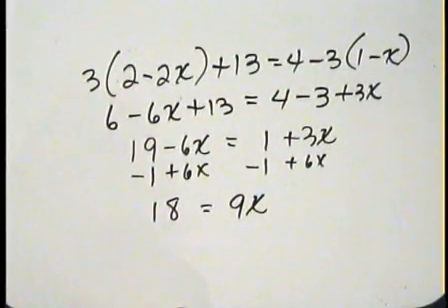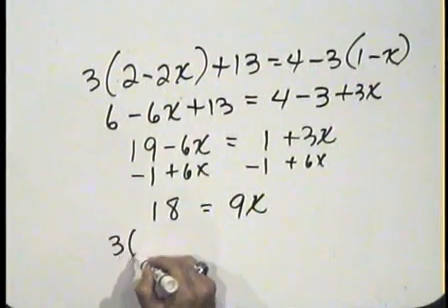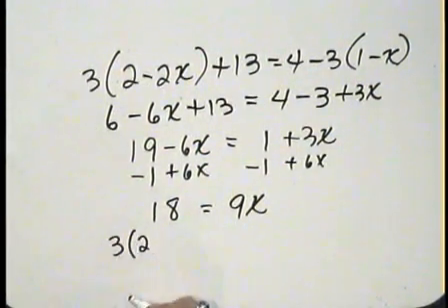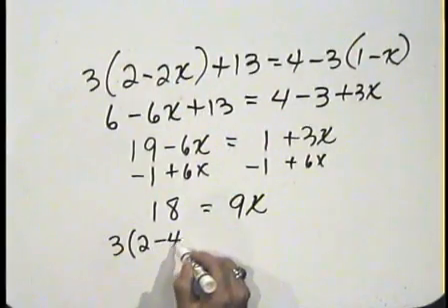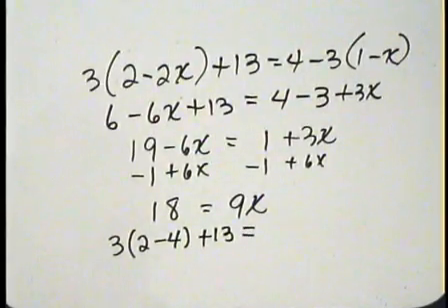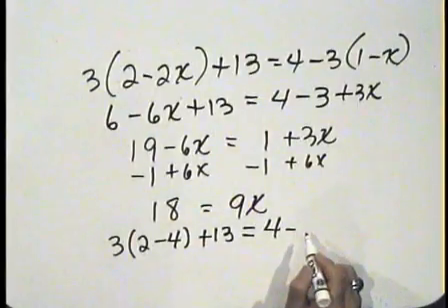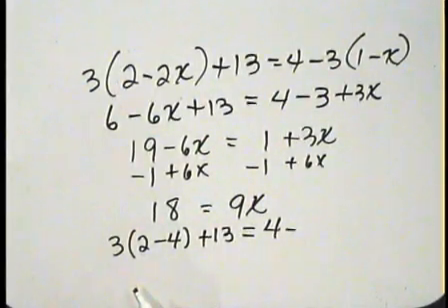Okay? Is that the correct answer? Let's find out. We'll substitute in the original equation. 3 times 2. Now let's see. If x equals 2, then 2x is 4. So that's 2 minus 4 plus 13 equals 4 minus, and of course 3 times, let's see, 1 minus 2 is negative 1, right? So a negative 3 times a negative 1 is a positive 3. So the right side equals 7.